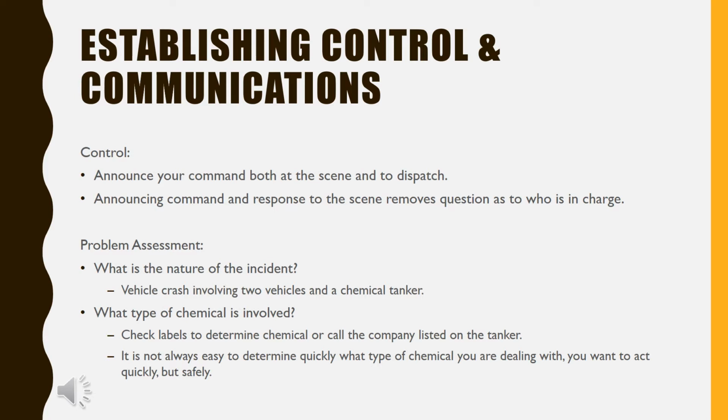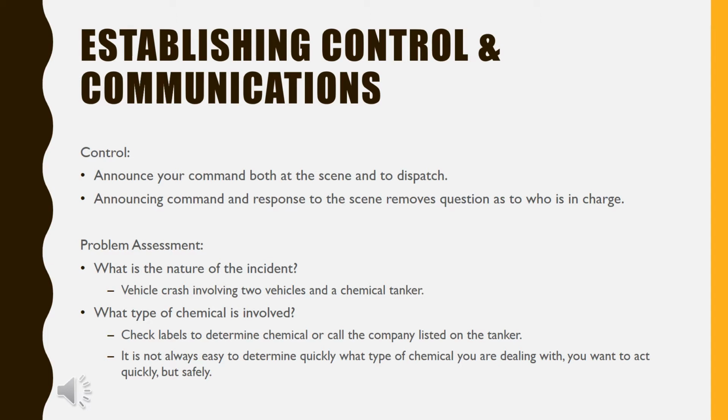Now, since we have a chemical tanker, we want to know what type of chemical is involved. You can check the labels to determine what type of chemical it is. If you can't see the labels, you could also try giving the company a quick call saying, okay, we've got one turned over, we need to know what we've got in the tanker. That can take a little while also. So it's not always easy to quickly determine what type of chemical you are dealing with, but you want to act quickly and you want to act safely.